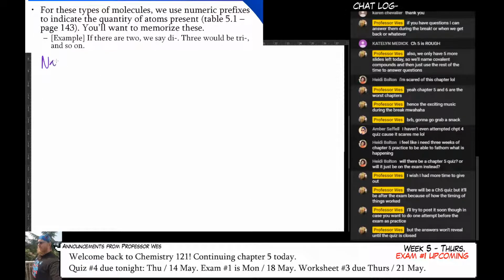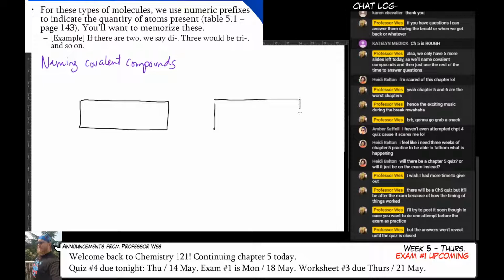So to name covalent compounds, you're going to use an algorithm, and the algorithm is the following. So in the first box, just like before when we're just dropping names in the box, you're going to name the first nonmetal. And for the second element, you're going to name the second nonmetal with "-ide".